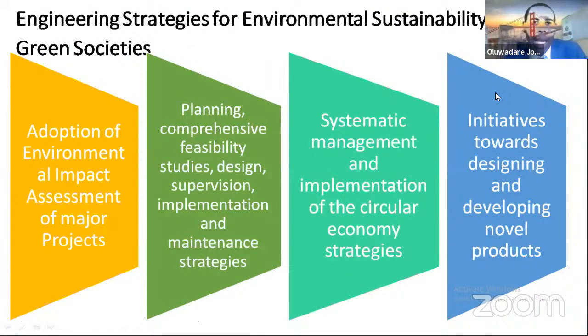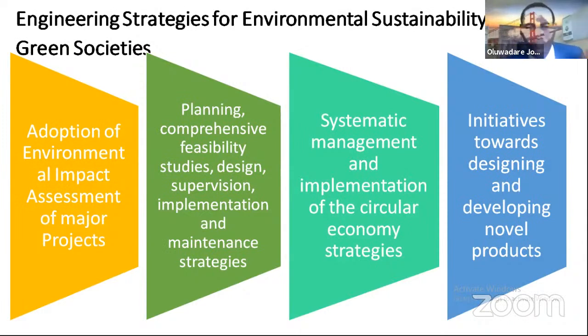What are the engineering strategies for environmental sustainability? Number one, adoption of environmental impact assessment of major projects. We discovered some major projects were done without EIA. Environmental impact assessment must be done. Maybe you want to work on paint industry, chemical industry. They discharge their waste into the environment. We want to site a cement industry. It is compulsory for major projects in the country that EIA is done.